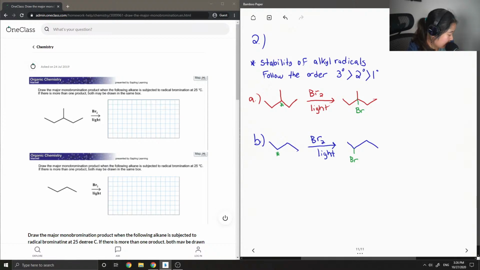And this, to name them, the first one is 3-bromo-3-methylpentane, since there are 5 carbons in the parent chain. And then the major product for this one is 2-bromobutane.